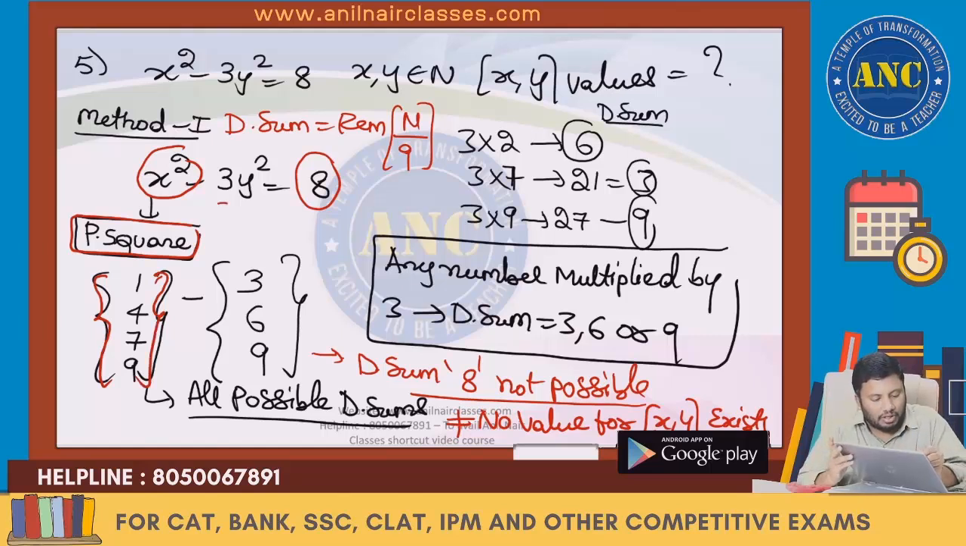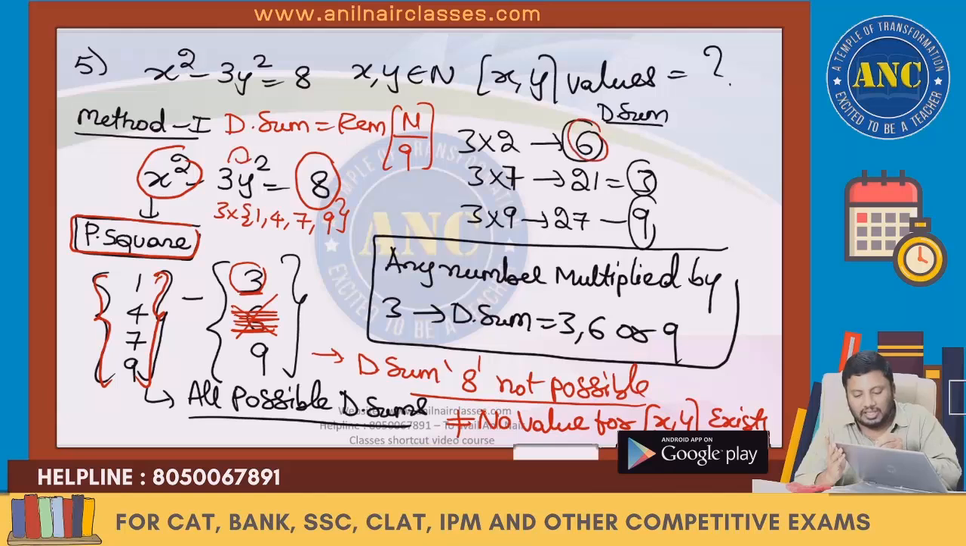3 into y square, y square is also a perfect square. All the possible digital sums are 1, 4, 7 or 9. 3 1s are 3, 3 is a possibility. 3 4s are 12, 1 plus 2, 3 is a possibility. 3 7s are 21, 2 plus 1, 3 is a possibility. 3 9s are 27, which gives 9, so this can be eliminated here. Any number multiplied by 3 gives 6, 3 or 9, but if it is multiplied by a perfect square, there is no question of 6. One more option can be eliminated.